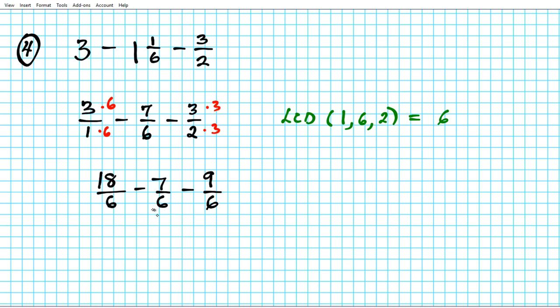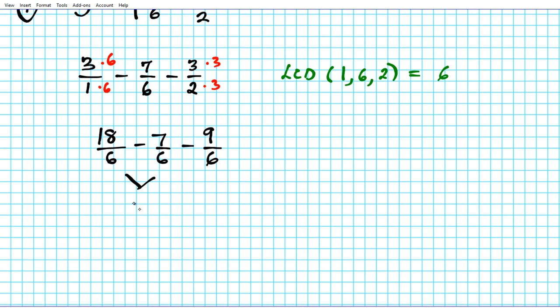equivalent fractions with the denominator equal to 6, which is excellent. Now, following the order of operations, we have two subtractions here. We just go from left to right, okay? So we can start from the first two fractions, 18 over 6 minus 7 over 6. You subtract the numerators, 11, keep the denominators the same, 6, minus 9 over 6. Now we can simply subtract the numerators, 11 minus 9 is 2, over, keep the denominator the same.